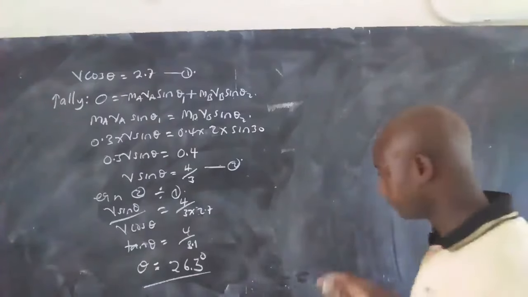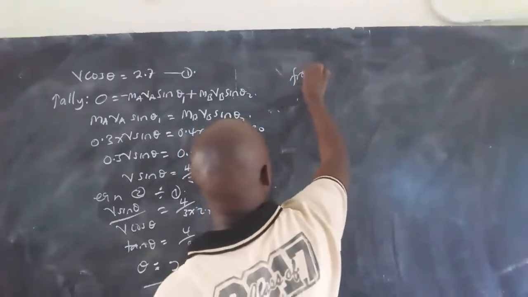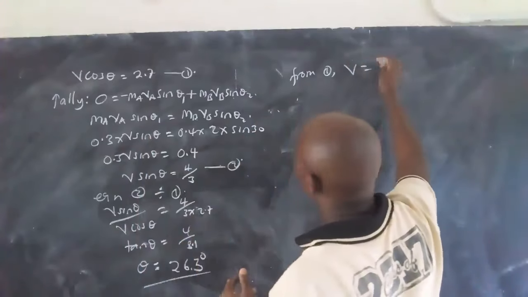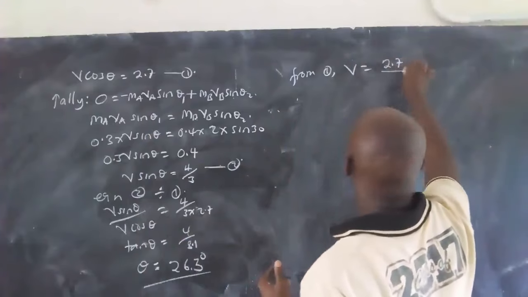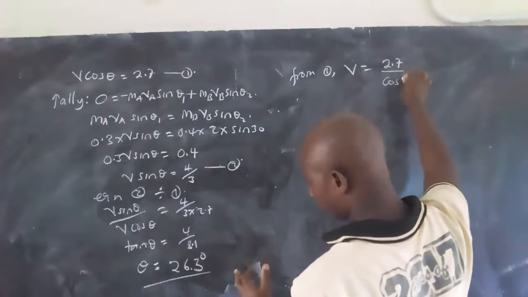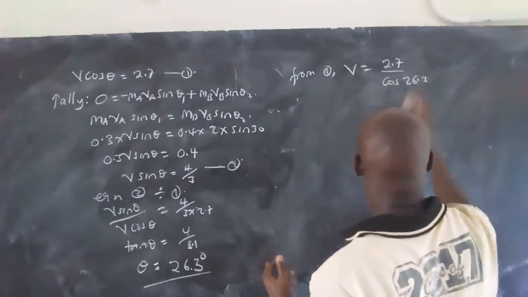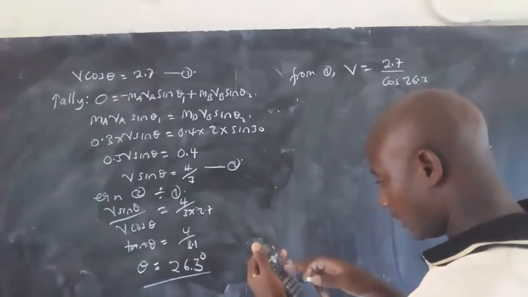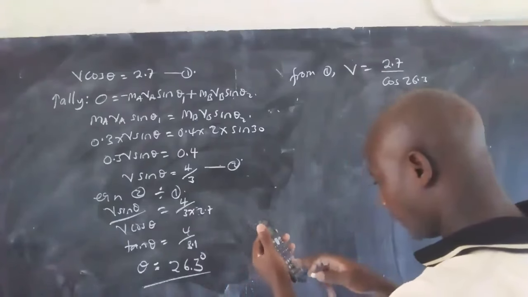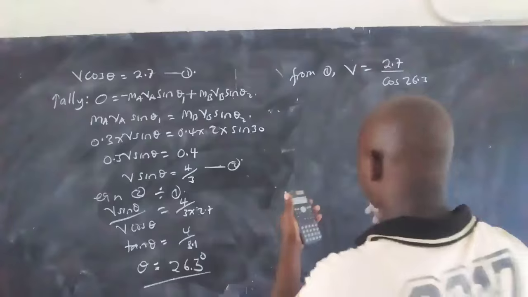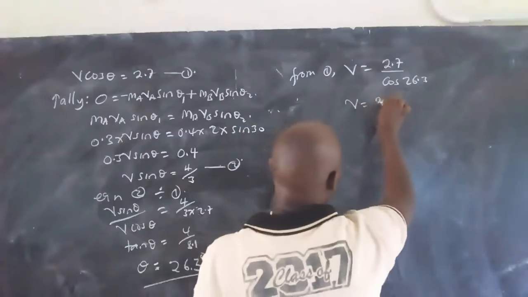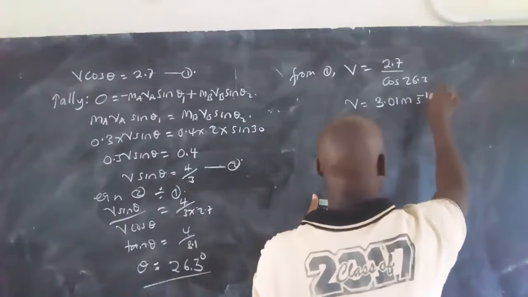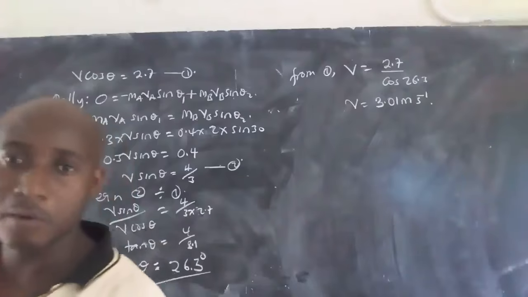Then we substitute in equation 1. From equation 1, our V is equal to 2.7 divided by cos of 26.3, which gives us 3.01 meters per second. So that is example number 1.